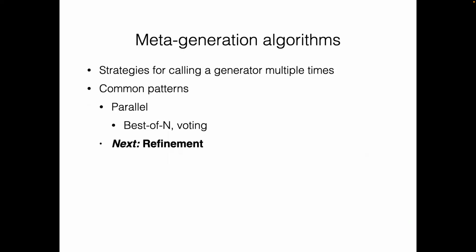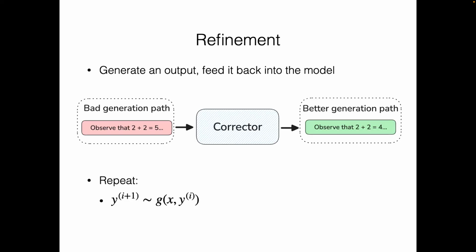Okay, so that's it for the parallel methods. And so next we're going to go into the refinement methods. Okay, so refinement is maybe like it sounds. So here the idea is we are going to try to generate and then in some sense try to refine or try to correct an output.